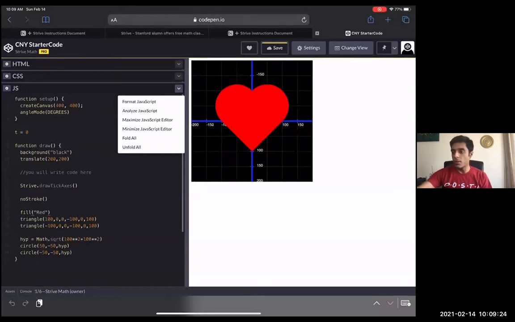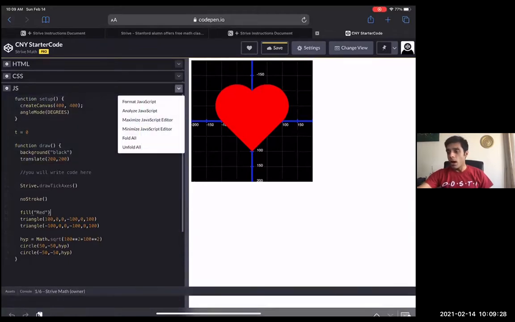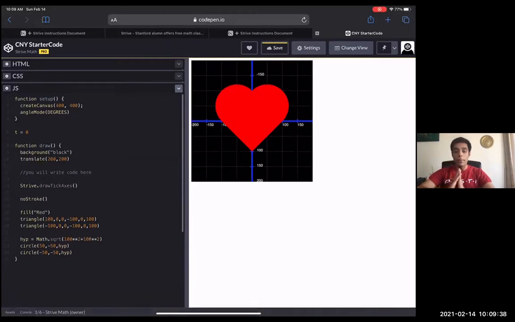To put JavaScript on full screen, click the down arrow here and click Maximize JavaScript Editor. For those of you who want to change your heart, we will do this later on. For now, let's just pay attention because we will go through this part, and it's pretty tricky. I promise I will show you how to edit your own code afterwards. But for now, let's just stay with me and go through this.